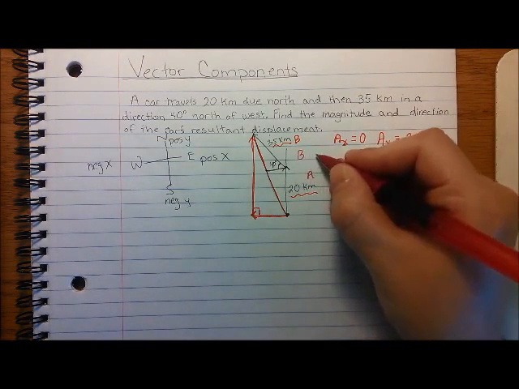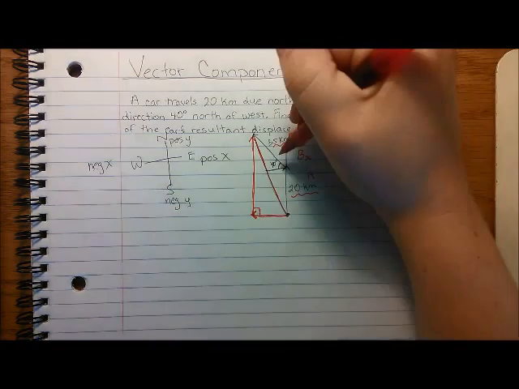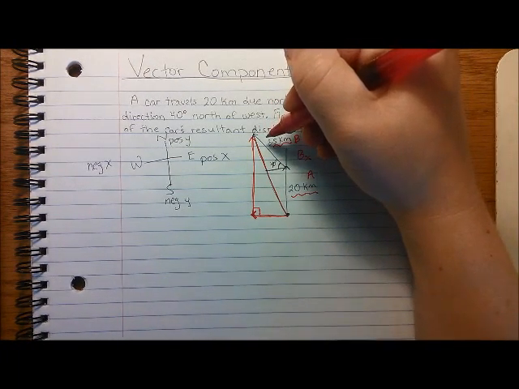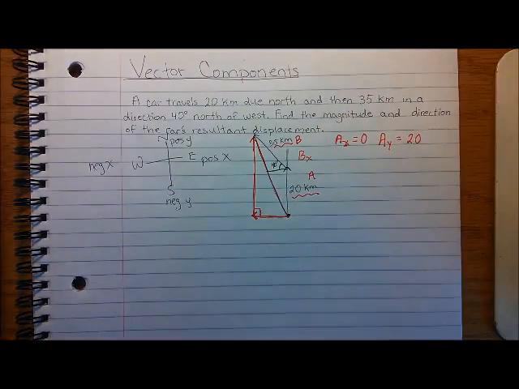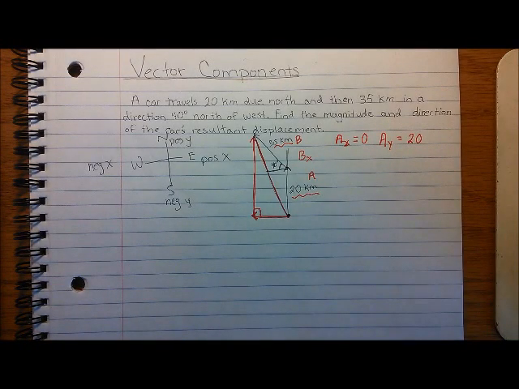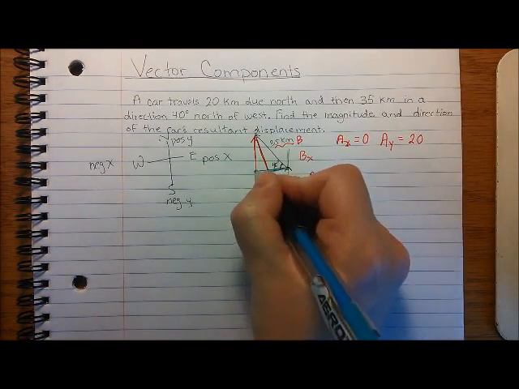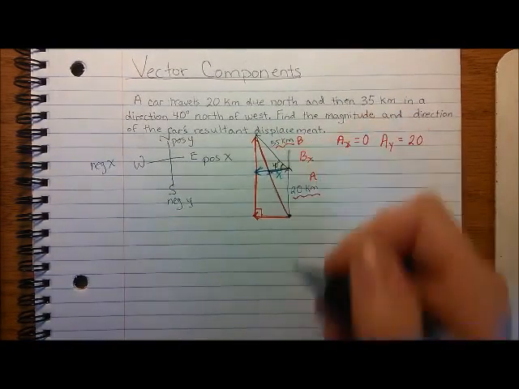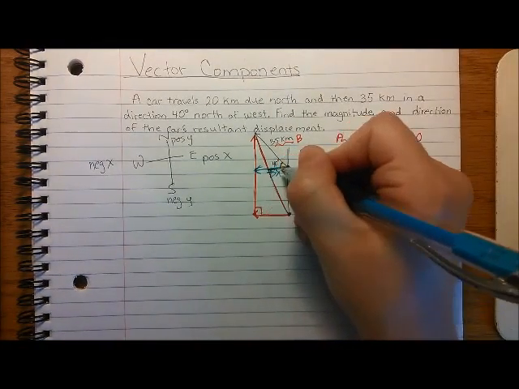So let's see if we can figure out what the x component of B is. We have to ask ourselves, does this vector go off in the x direction at all? And the answer to that is yes. I'm going to switch colors here so you can see it a little bit more clearly. Watch for the blue. It goes that far in the negative x direction.